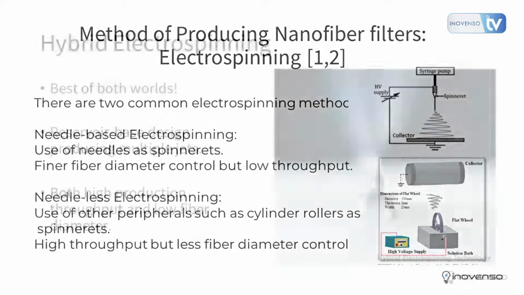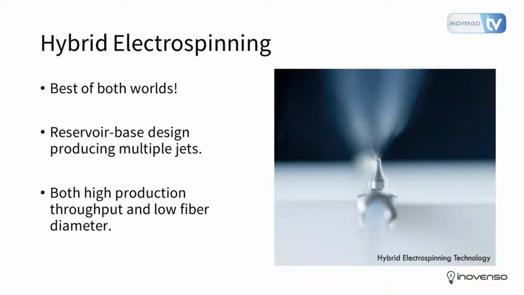So let's move on to the next slide. Let's talk about our technology. It gives us the best of both worlds. Our nozzles have a unique reservoir design, which allows multi-jet streams. This gives us control over having multiple jet streams in a small orifice, which means fine fiber diameter control and higher production throughput. This is why we call it hybrid electrospinning, because it has both the benefits of the needleless and the benefits of the needle.